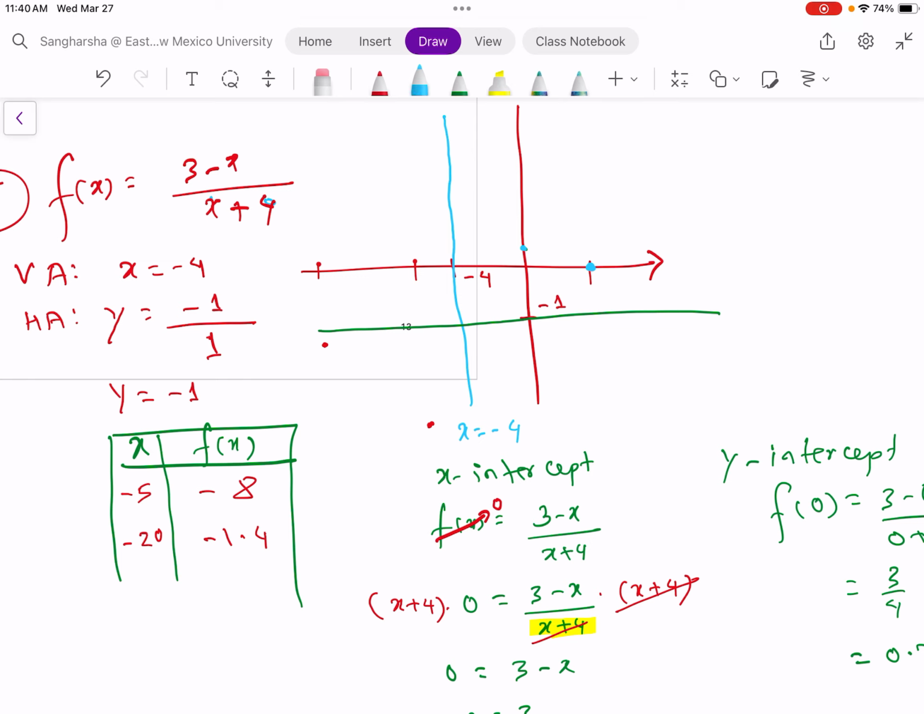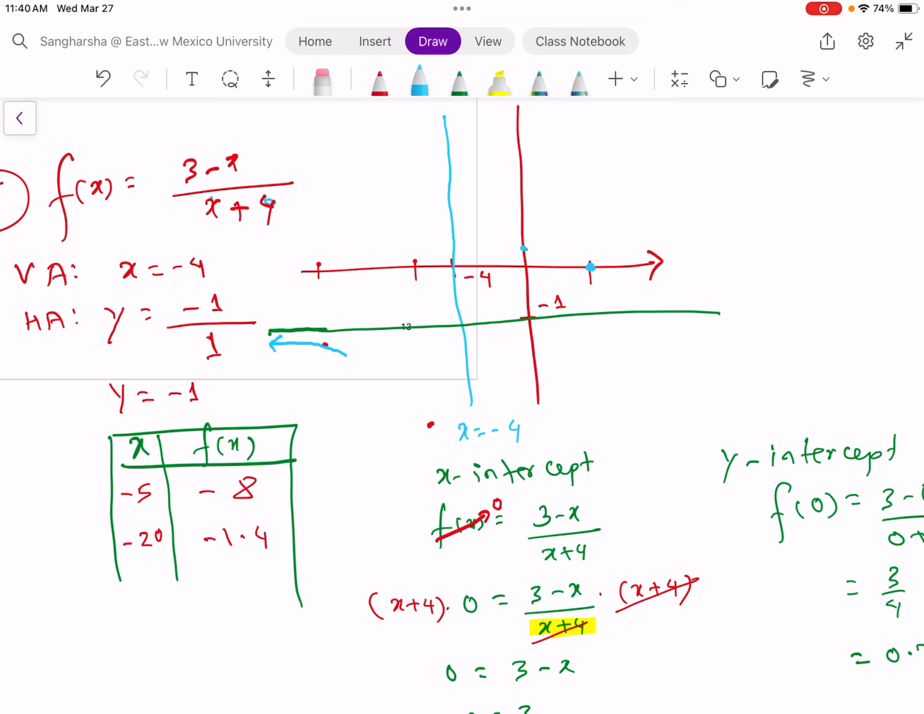As you take a smaller number, you get the graph closer to the horizontal asymptote. It never crosses it. Like if you take -100, we're gonna get a number like -1.000 something. And as we take a number closer to -4, we get a different behavior.